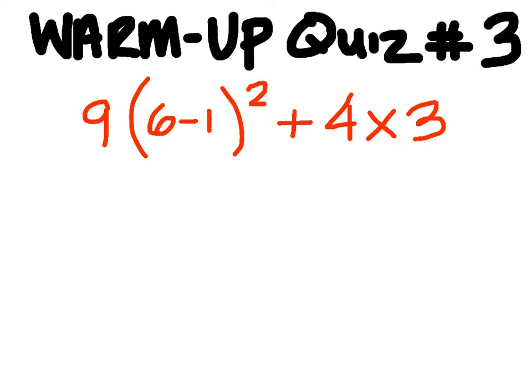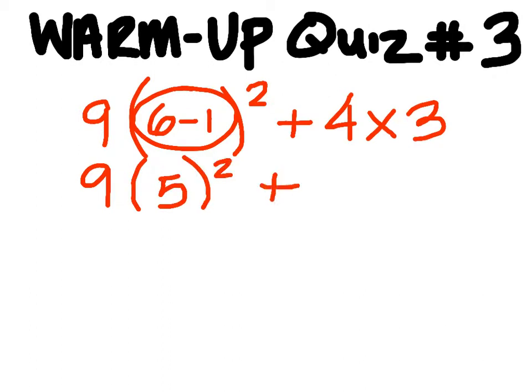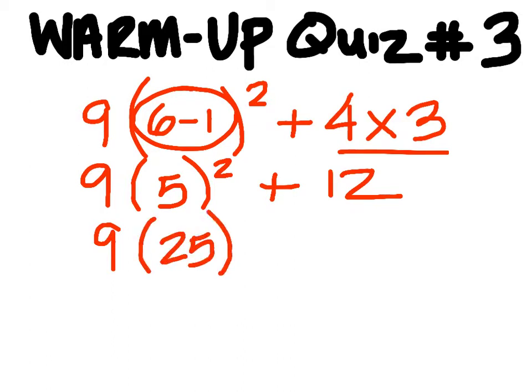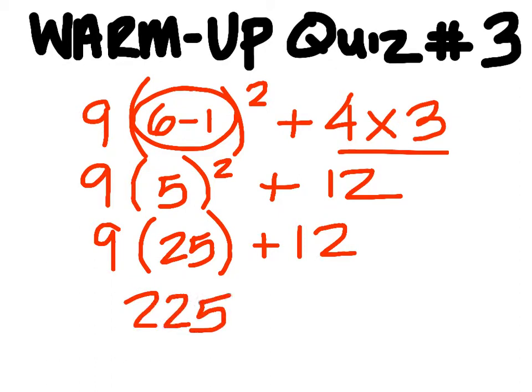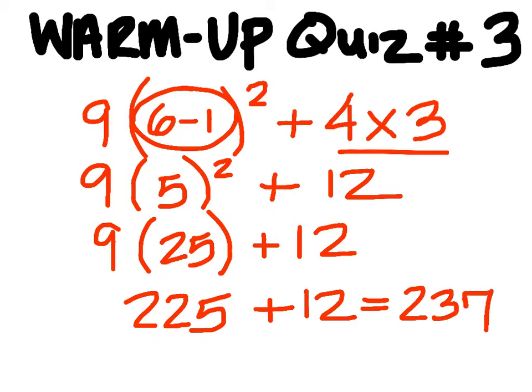Start with the parentheses first. 6 minus 1 is 5. And then 4 times 3 is 12. 5 squared is 25. 9 times 25 is 225. Plus 12 is 237.